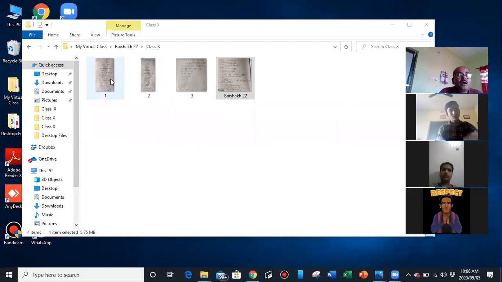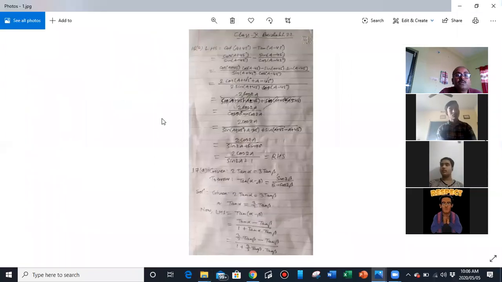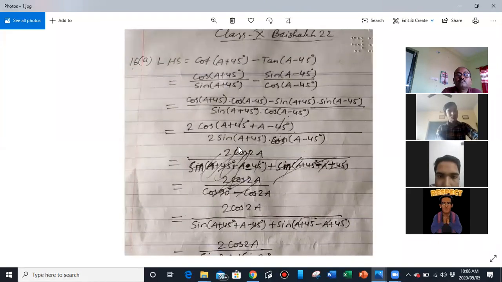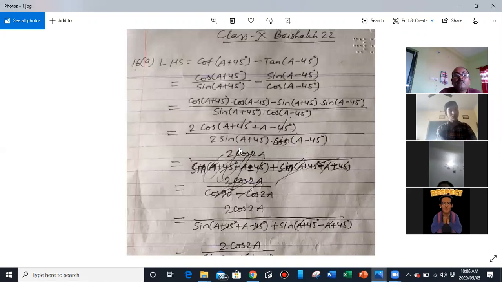So today, one of the questions is 16A. The 16A questions you can find in the WhatsApp group also. You have to prove cot(A + 45 degree) minus tan(A minus 45 degree). Should I zoom it? Is it visible? Yes, sir.